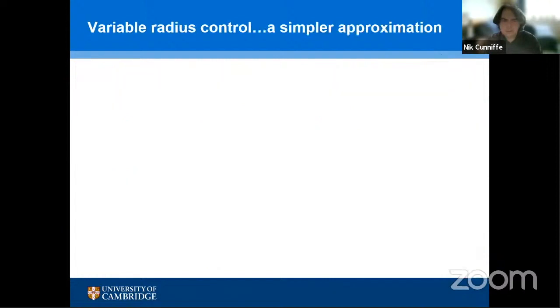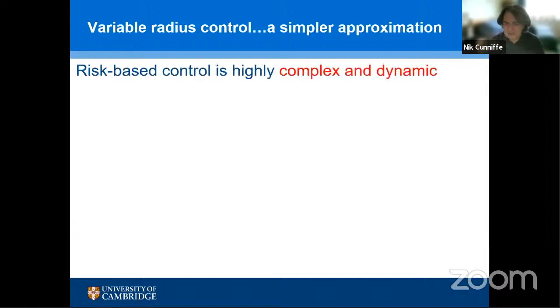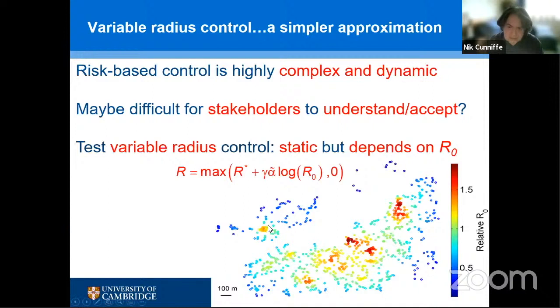So we thought about a simpler approximation to this risk-based control, which is a variable radius control. It just encapsulates one part of the risk-based control. As I just outlined, the risk-based control is complicated and dynamic, and it might be difficult for people to get behind. So we also tested out a simplification, which is to use a variable radius control. This is the most obvious generalization, to me at least, of the constant radius control that I talked about before, where at different points in space, a different control radius is used.